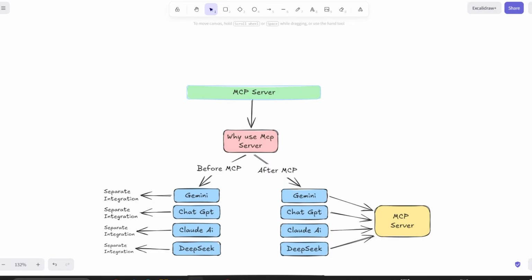Hello guys, today we are going to talk about MCP servers. But before understanding MCP server, we first need to understand why MCP server was required.